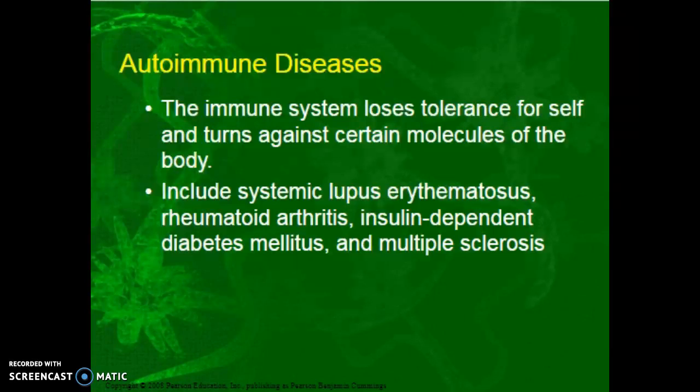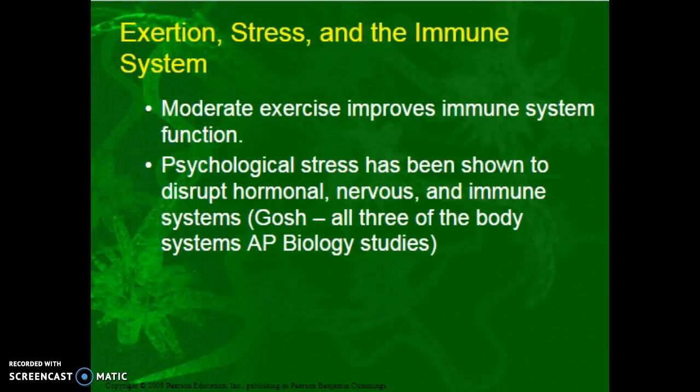Immune system is going to lose tolerance for self, so it's not going to recognize your own cells. Essentially, your body is attacking itself. We've already talked about one of the types of diabetes that is autoimmune. Systemic lupus is autoimmune. The research shows that once you have one autoimmune disorder, you're more likely to develop other autoimmune disorders. HIV is an example of an autoimmune disorder. Again, it's just your body attacking itself.